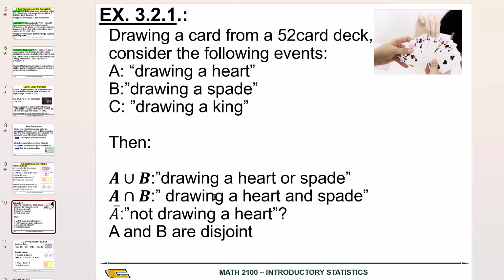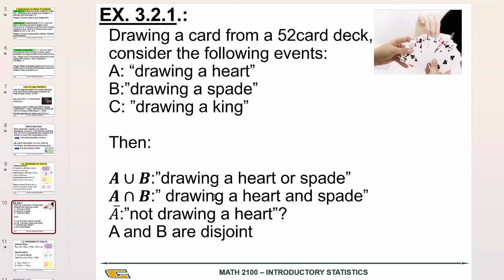Now let us look at how these terms can help to create new events. Say you draw a card from a 52 card deck, and A is when you get a heart: 2, 3, 4, 5, 6, 7, 8, 9, 10, Jack, Queen, King, and Ace. B is when you draw a spade, and C is when you draw a king.